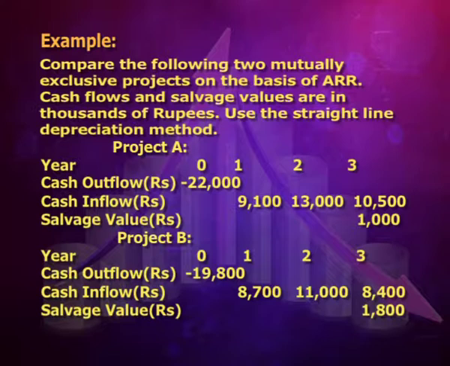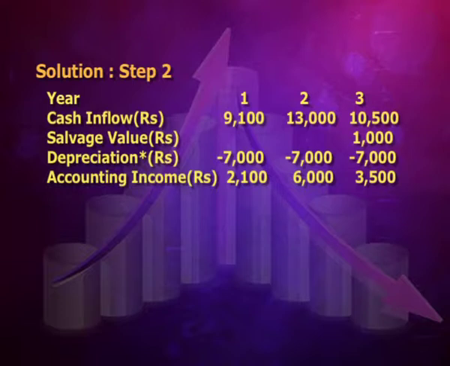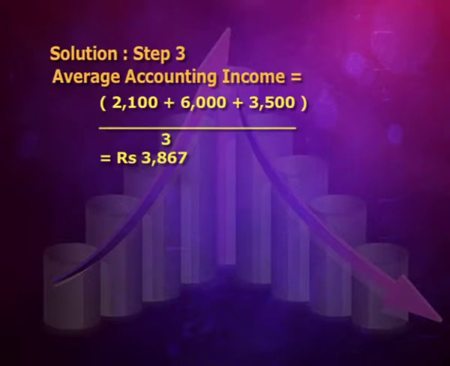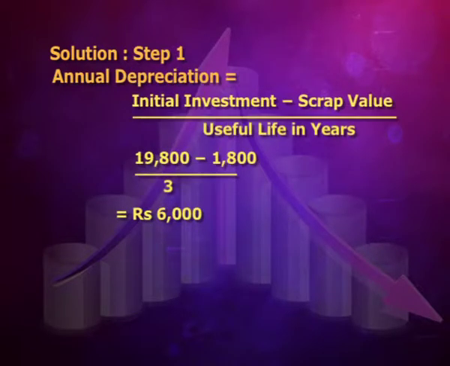Now let's see how to calculate it. The first step is to calculate the depreciation by using a formula outflow minus scrap value to be divided by number of years. Therefore, we get 7,000 rupees as depreciation. In the second step, we have to deduct the depreciation to calculate the accounting income. In the third step, we have to calculate average accounting income, and finally we have to divide the average accounting income by investment to get ARR. Similarly, for project B, we would repeat the steps.